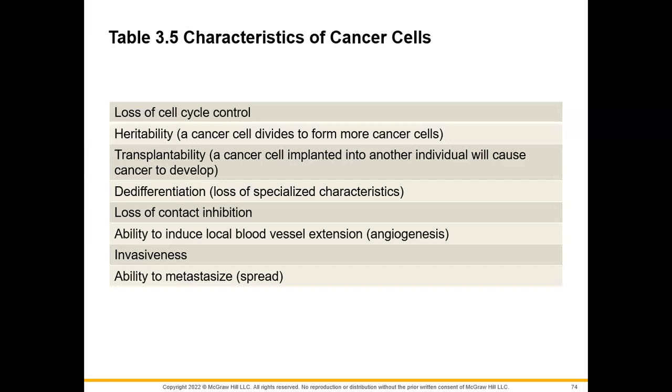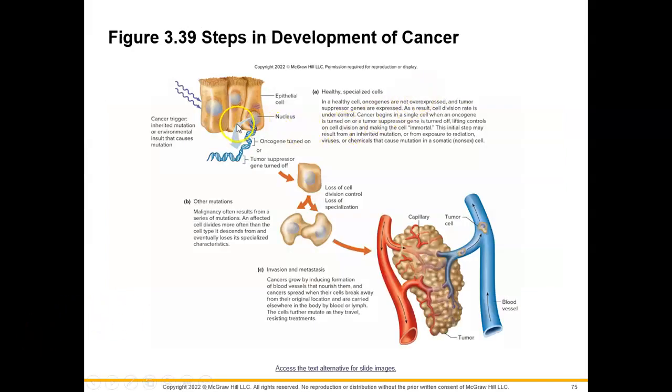Ability to induce local blood vessel extension. This is known as angiogenesis. Angio refers to blood vessels. Genesis is to make. So it induces producing more blood vessels to feed the tumor. Invasiveness and ability to metastasize or spread to other areas. So when enough mutations have affected the cell that it can divide uncontrolled, then it will divide and induce angiogenesis to feed it, robbing other tissues of vital nutrients and energy.